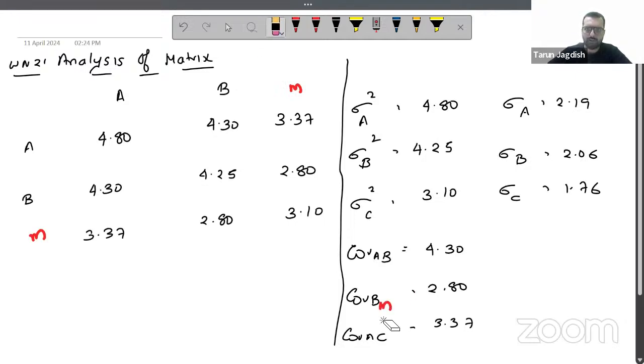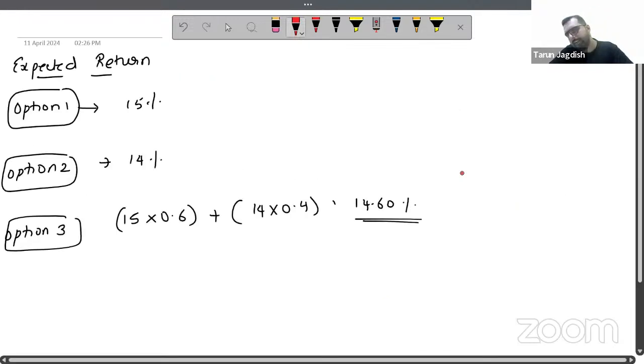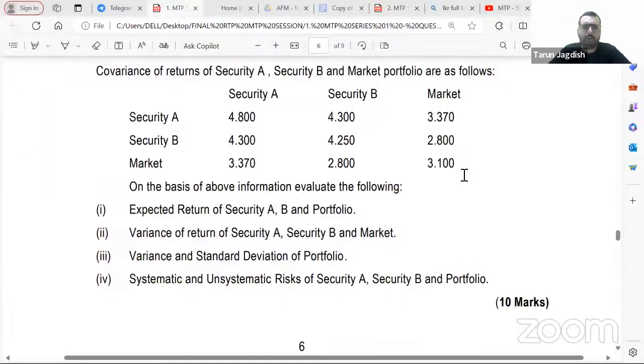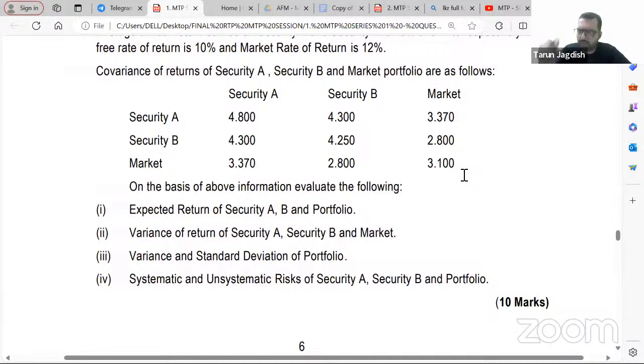And here you'll have covariance of AM. Covariance of AM. Variance of C, we'll call it as variance of M. And standard deviation of M. All right. So that's the market, basically what they have given. So friends, that's already found out. We got the variance of A also here.